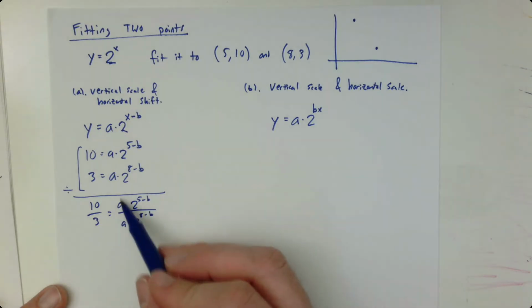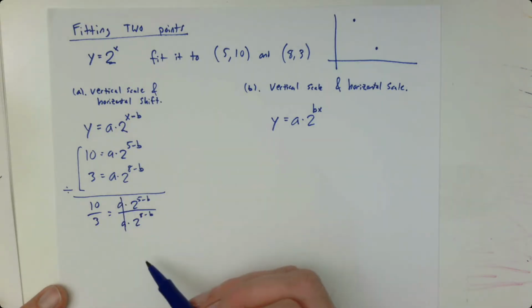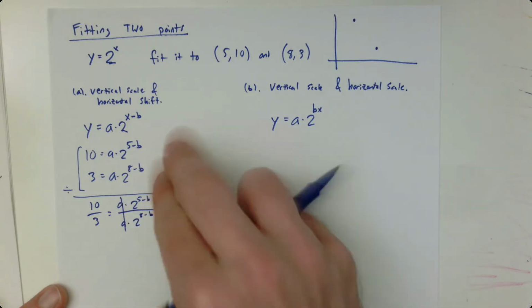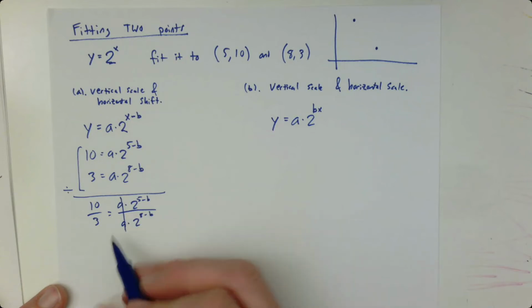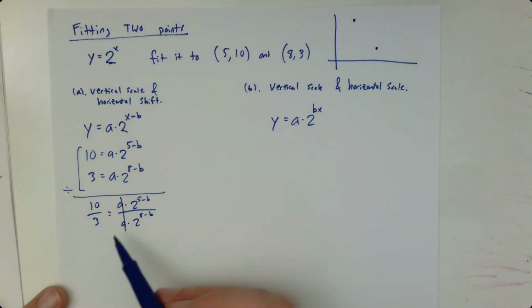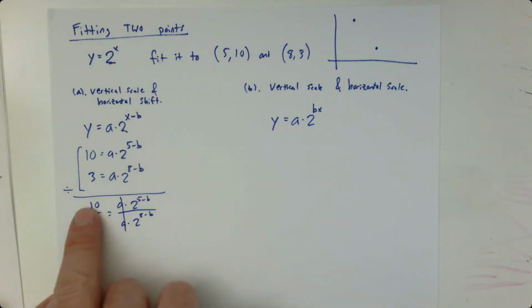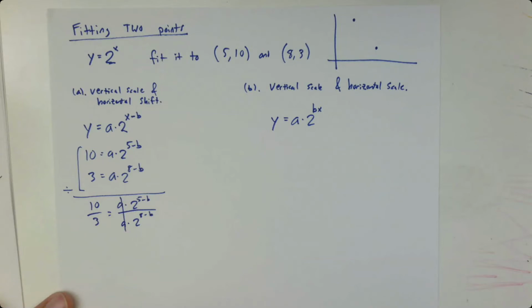So now a divides a to become 1. So we've eliminated a by doing this division. Let's solve it the rest of the way. You might be tempted to multiply over here, but then you'd have to take logarithms and it would get kind of messy.